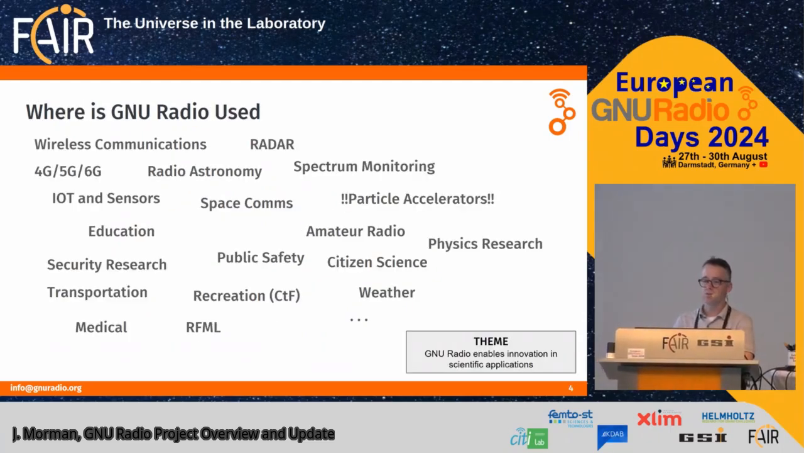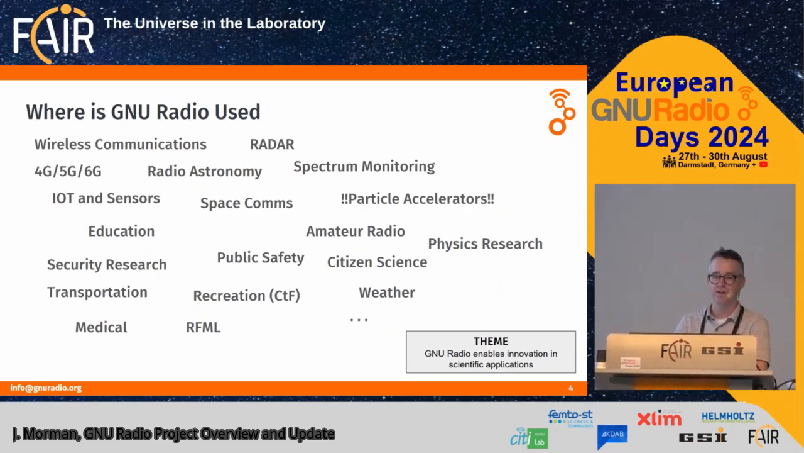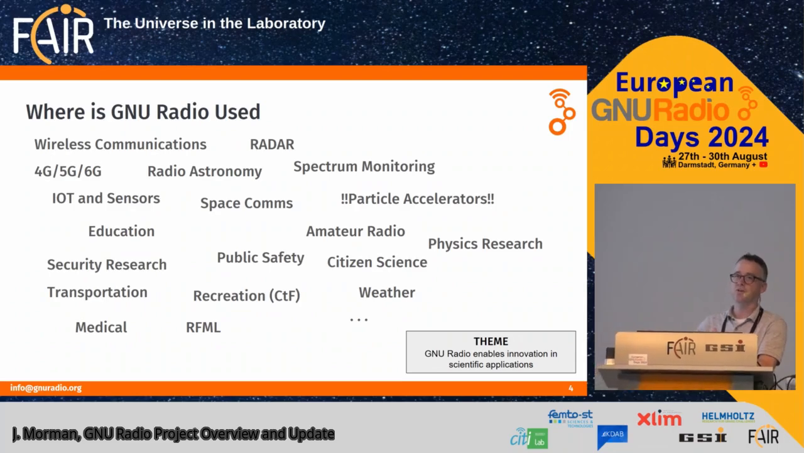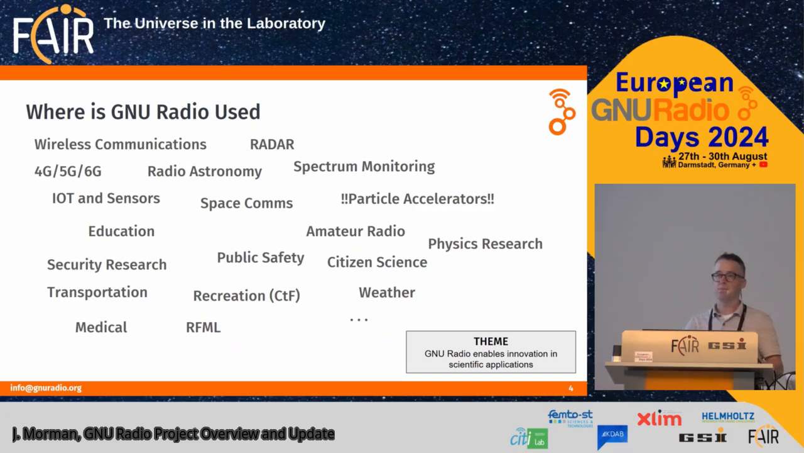Where is GNU Radio used? Particle accelerators was something that was never on my radar when I first started using GNU Radio. Traditionally, the wireless communications realm is where people think of GNU Radio being used. How do you send and receive signals? There's heavy usage in amateur radio, a big user base in radio astronomy, space communications, everywhere imaginable where signals are being sent and received over the air, or anything that's digitized needs signal processing in a block-based graph model.